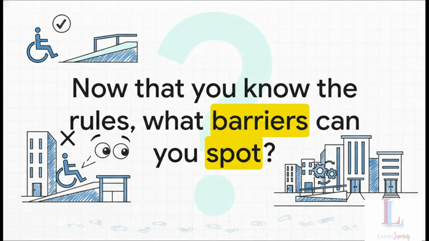So I'll leave you with this. Now that you kind of have the designer's secret checklist, I want you to take a look around your own neighborhood. As you walk around, what do you see? Can you spot the ramps that work? And maybe more importantly, can you spot the ones that don't? Once you start looking for it, I promise you'll see the world in a completely new way.